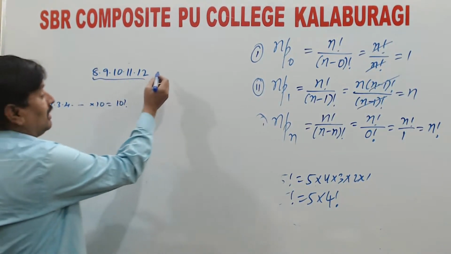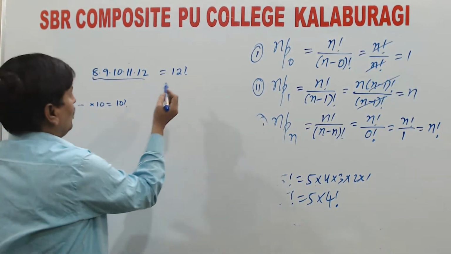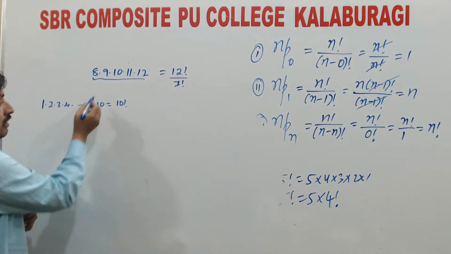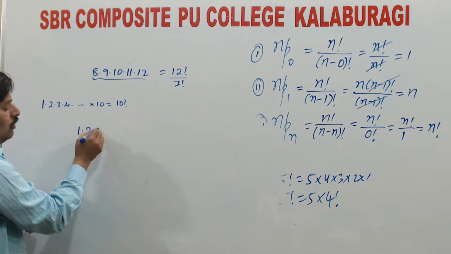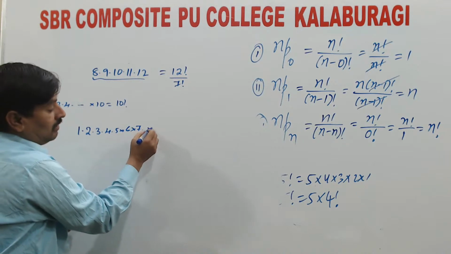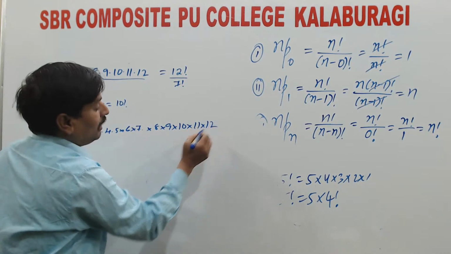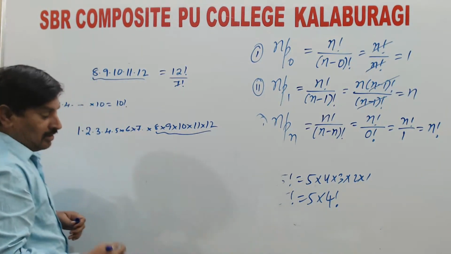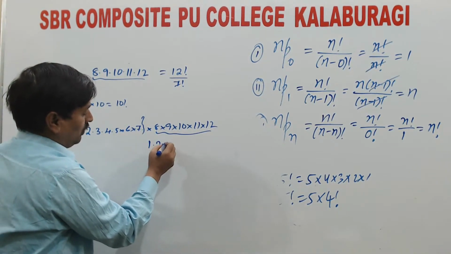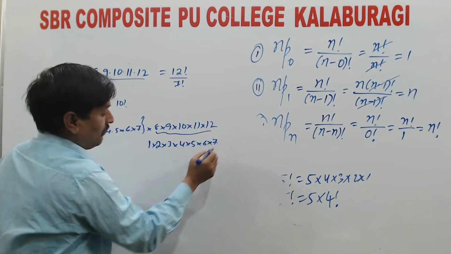It is very simple. It can be written as 12 factorial divided by 7 factorial. How? See, this can be written as 1 into 2 into 3 into 4 into 5 into 6 into 7 into 8 into 9 into 10 into 11 into 12. We want only this result, and this part is extra, right? Divide by the same value, that is 1 into 2 into 3 into 4 into 5 into 6 into 7.